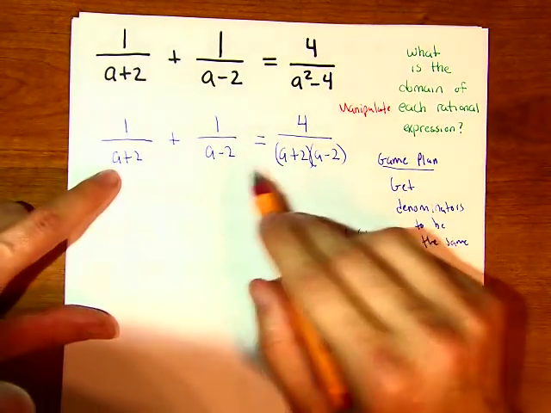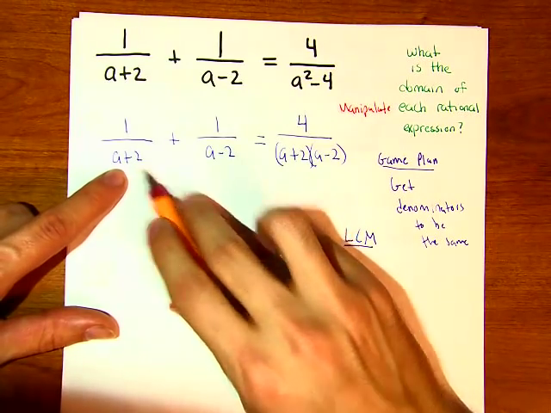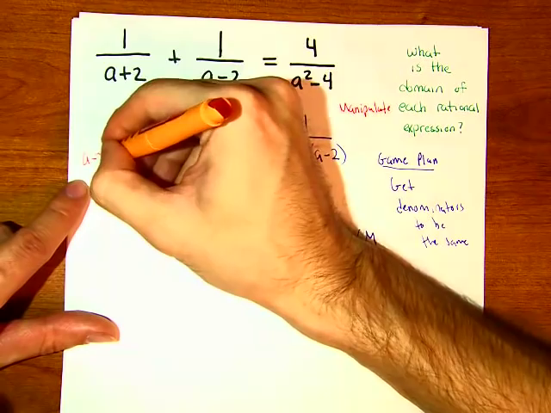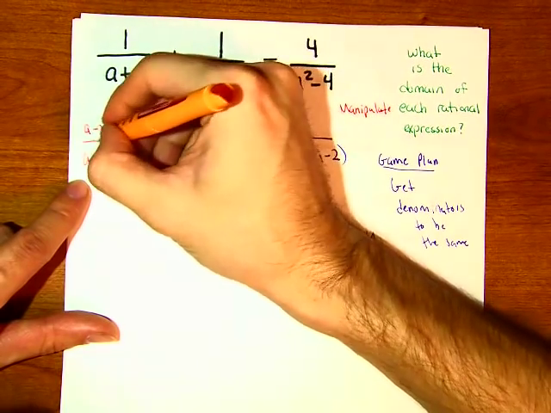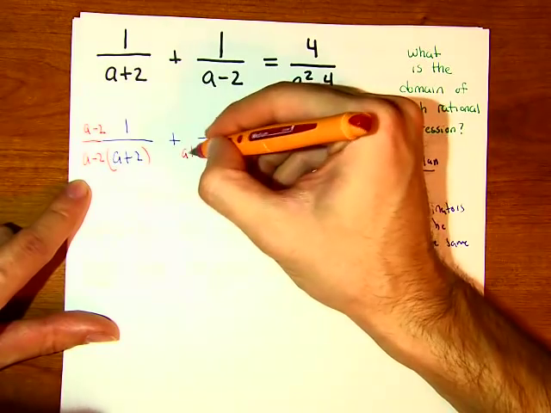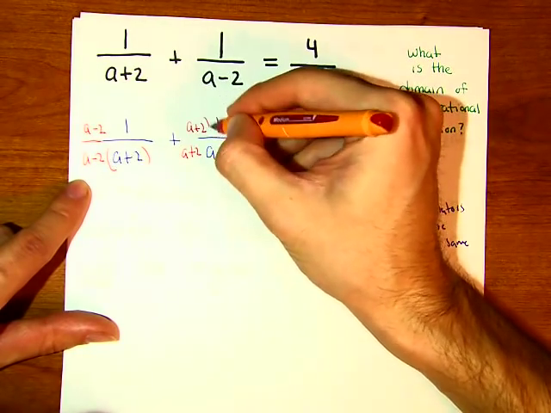So this has an a plus 2. What is it missing? It's missing that a minus 2. So let's multiply a minus 2 to this, and remember a minus 2 to that. And then this is missing what? It's missing that a plus 2. So we're going to do an a plus 2 here and an a plus 2 here.